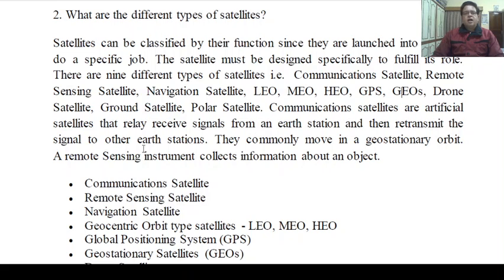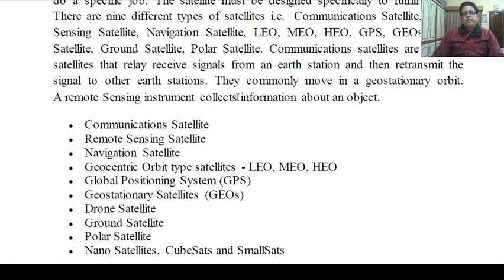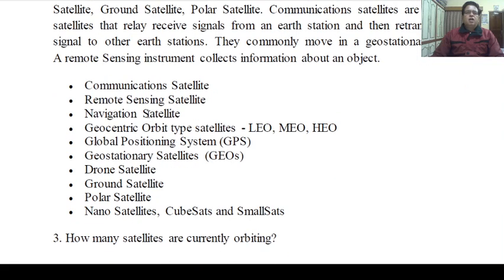Communication satellites are artificial satellites. They receive signals from an Earth station and then retransmit the signal to other Earth stations. They commonly move in a geostationary orbit. A remote sensing instrument collects information about an object.